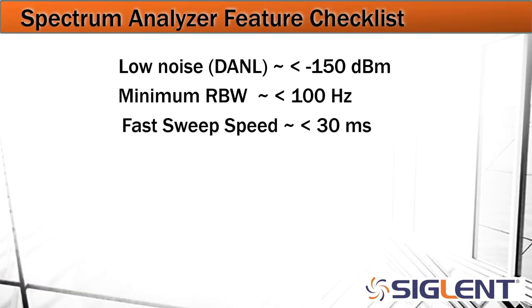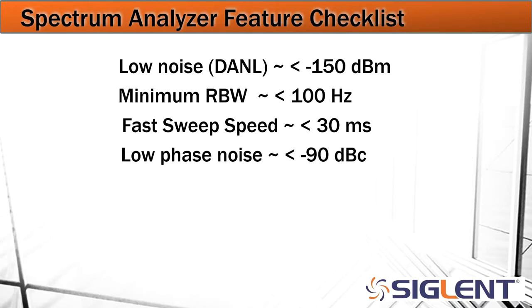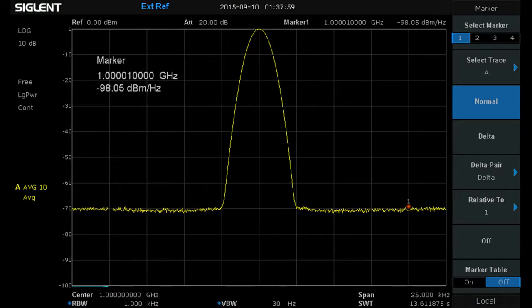We're also going to want to have a faster sweep speed. The faster sweep speed we have, the faster we can collect data, the faster we can get done with our job. You're also going to want to look for low phase noise. We want the phase noise of the measurement instrument to be considerably less than the phase noise of our device under test. This is especially important if we're measuring transmitters and oscillators.